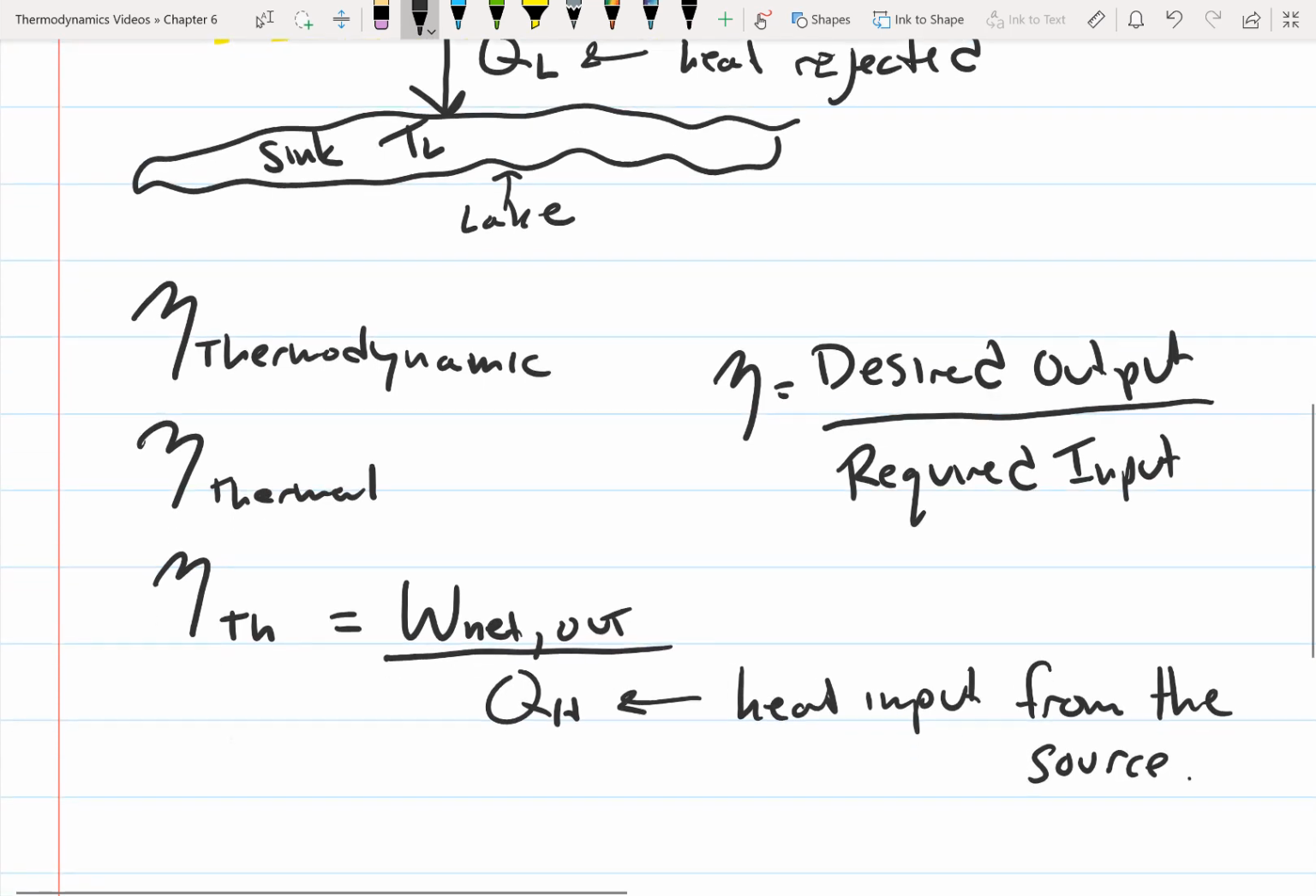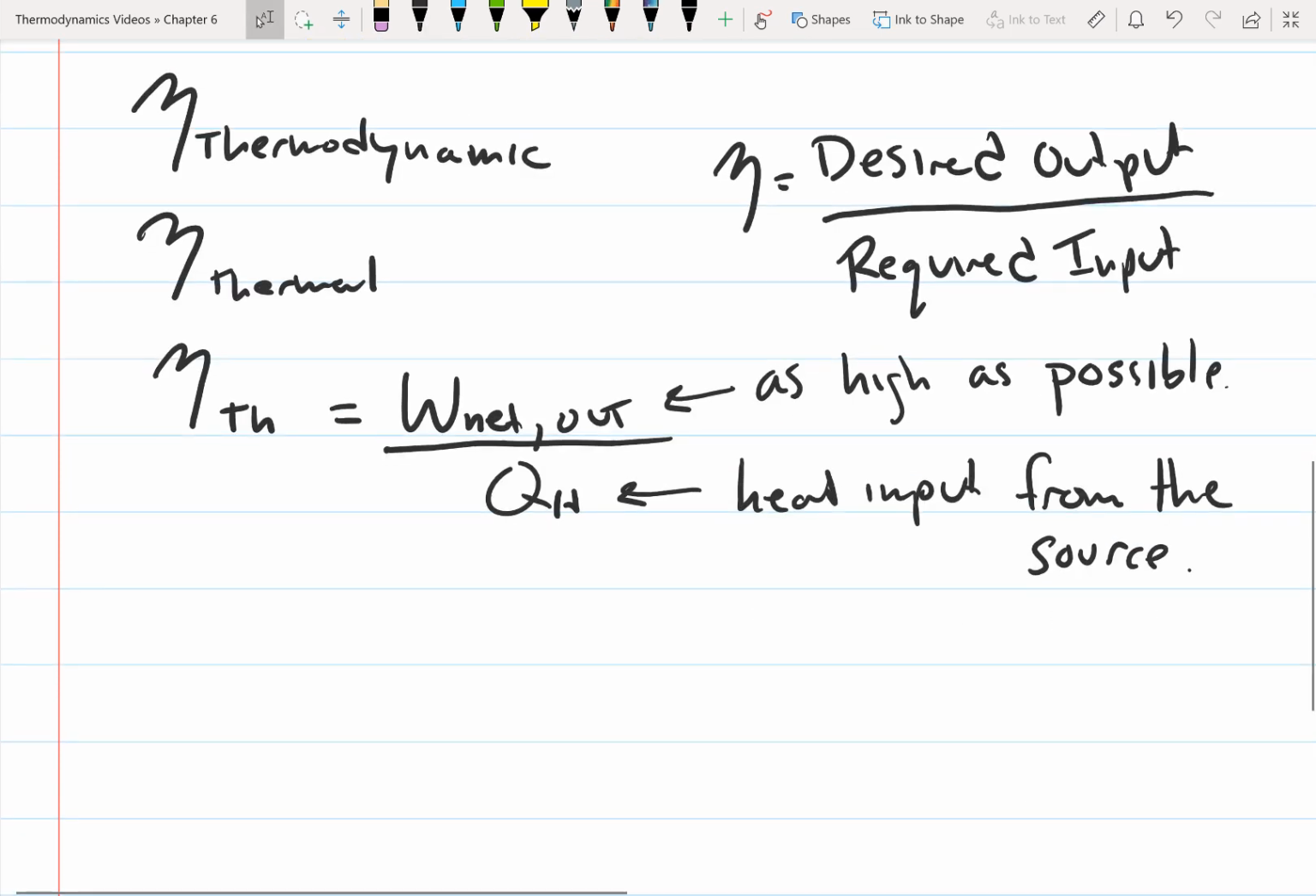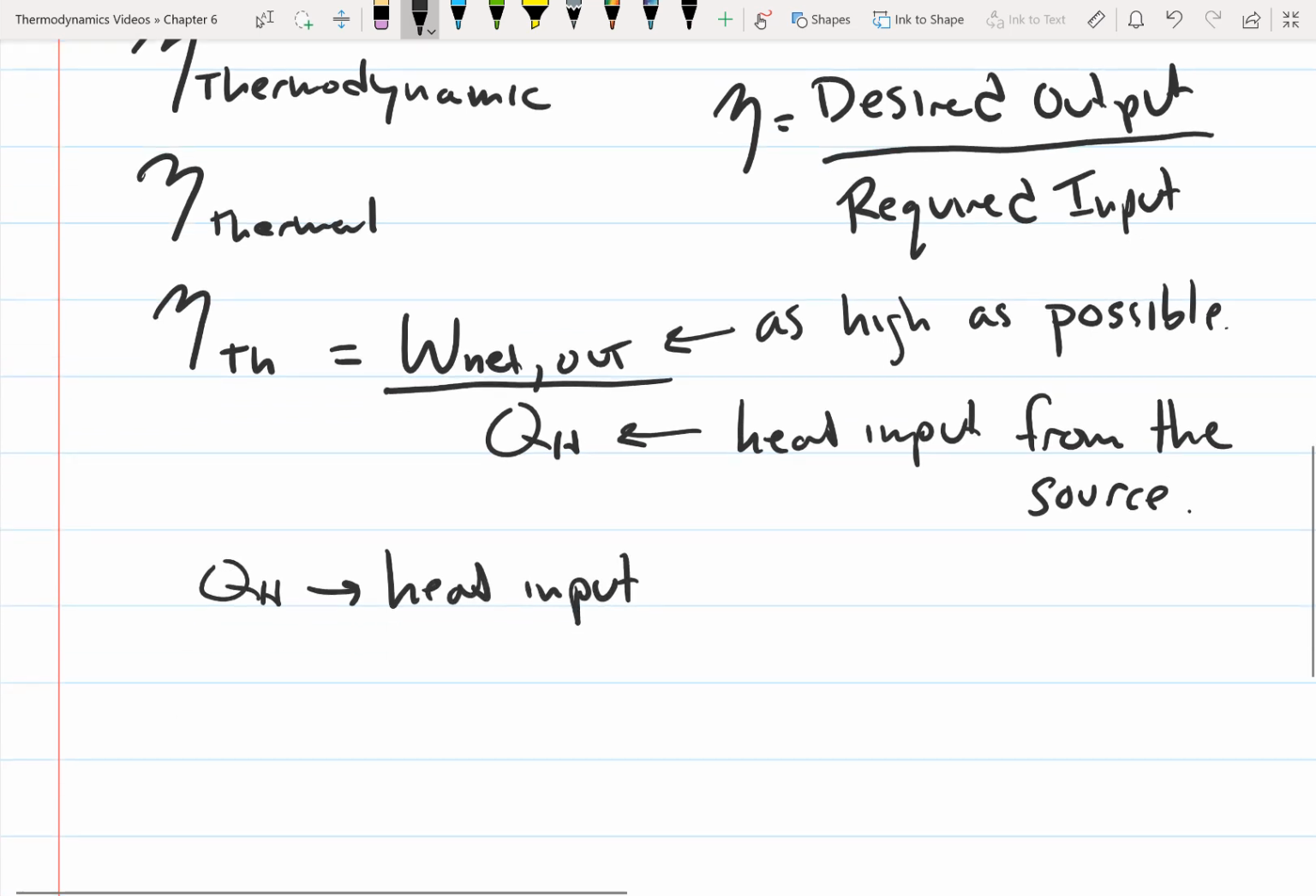And what we're trying to do with this, since the work is our desired output, we want to get this work as high as possible. So we want this to be as high as possible. So we know what QH is. So QH is just our heat input. But we want to figure out, okay, well, what is the work net out?